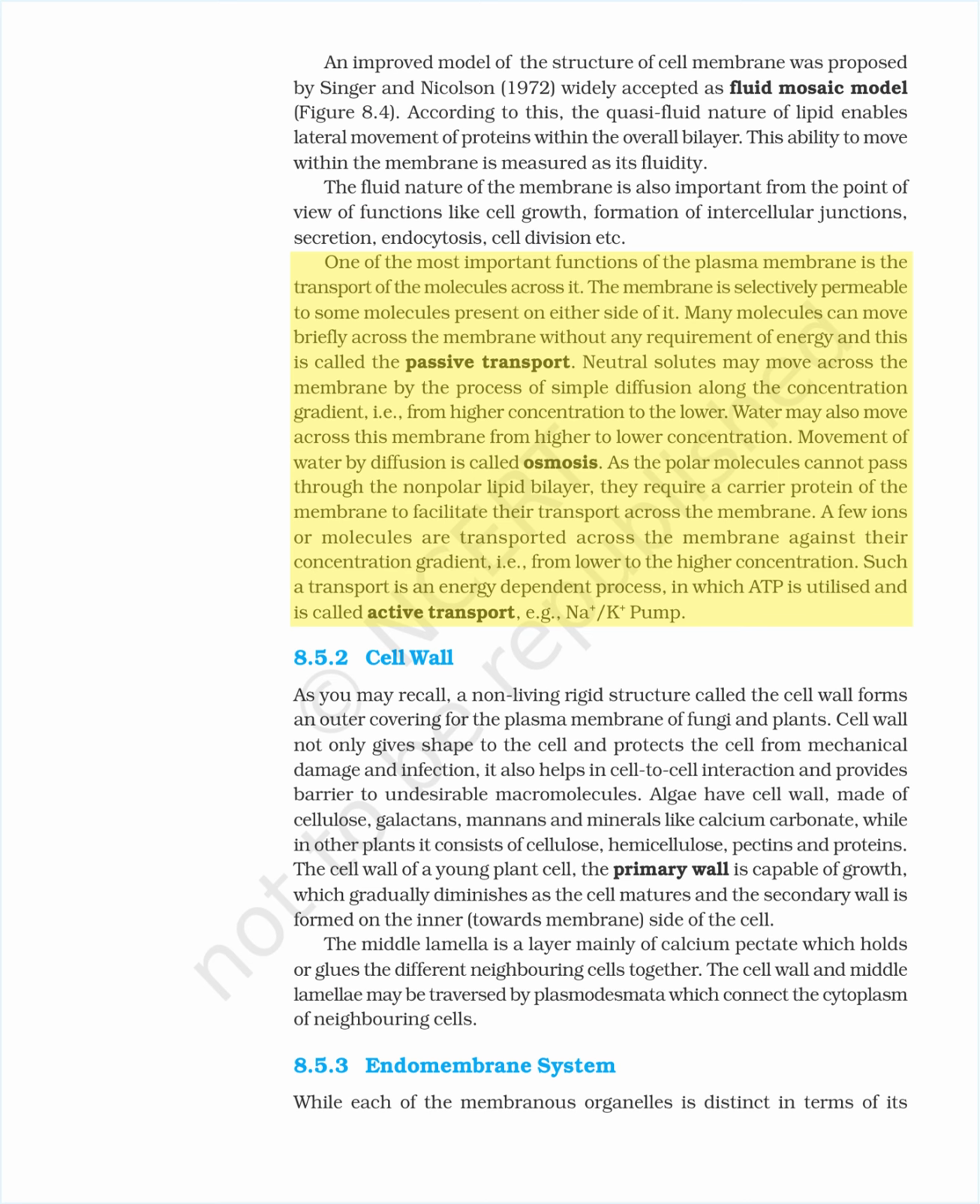One of the most important functions of the plasma membrane is the transport of the molecules across it. The membrane is selectively permeable to some molecules present on either side of it. Many molecules can move freely across the membrane without any requirement of energy, and this is called passive transport. Neutral solutes may move across the membrane by the process of simple diffusion along the concentration gradient, i.e., from higher concentration to the lower. Water may also move across this membrane from higher to lower concentration. Movement of water by diffusion is called osmosis.